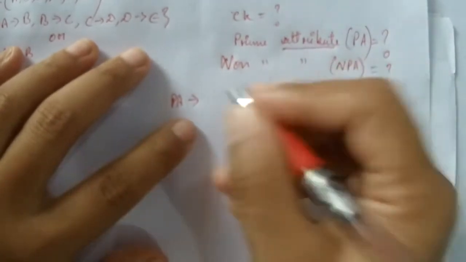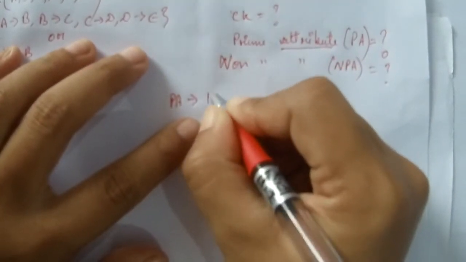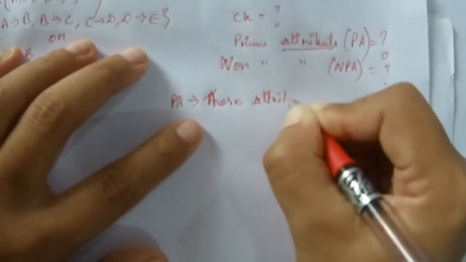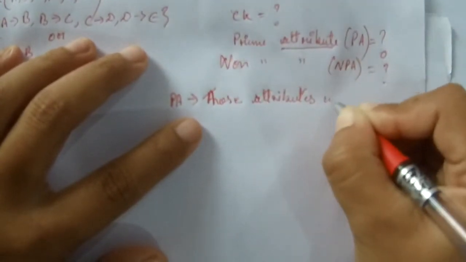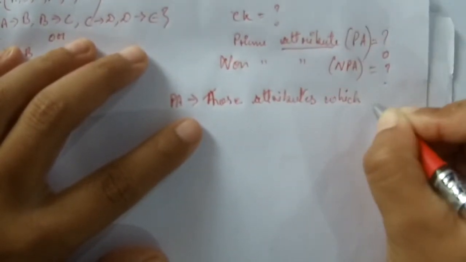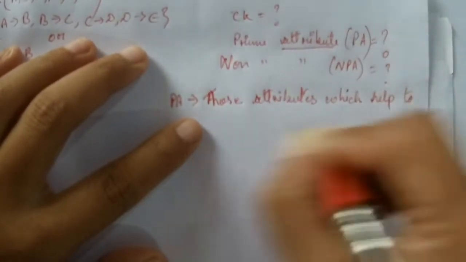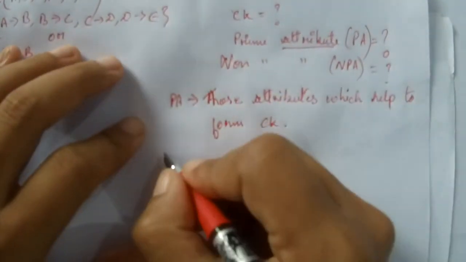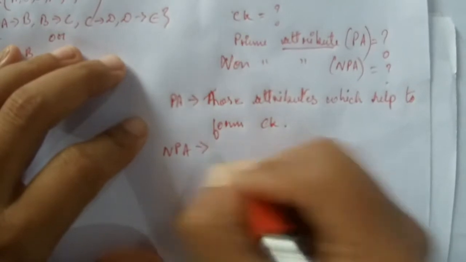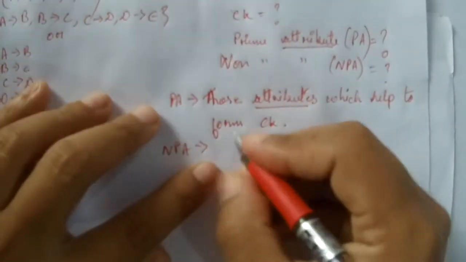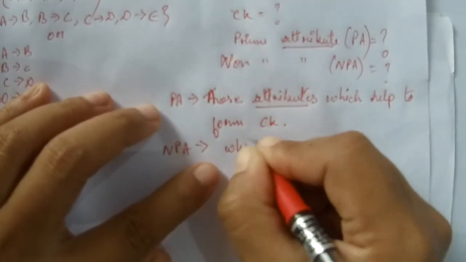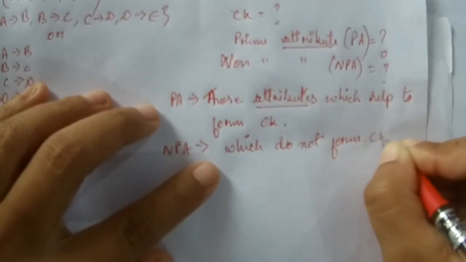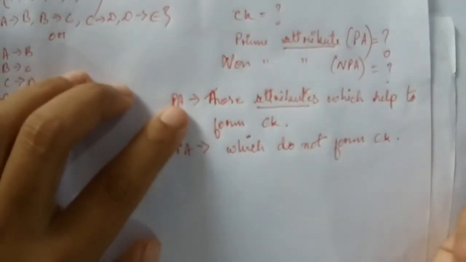Prime attributes are those attributes which help to form a candidate key. Okay, and non-prime attributes are those attributes which do not form a candidate key. Okay, this thing you can write down in your copy.